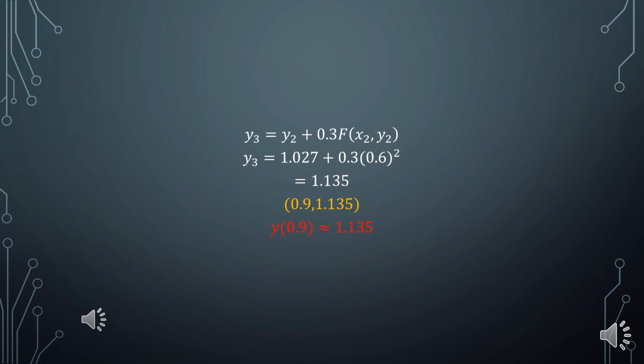So again, y sub 2 is 1.027, times 0.3. Our derivative only involves x squared, so we plug in 0.6. Now we can simplify this and we get 1.135. So we've now done this a couple of times. At the point 0.9, our approximate y value is 1.135. So we can say y of 0.9 is roughly equal to 1.135.